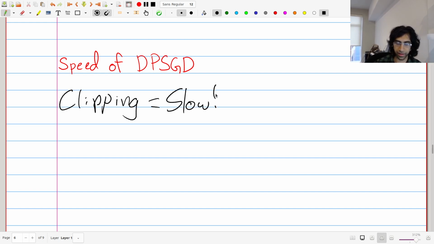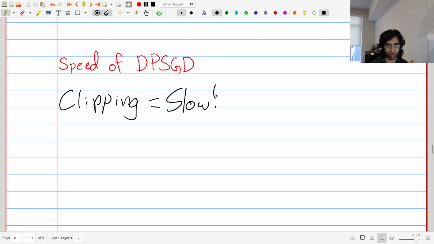Now, there's some ways of getting around this. What are some ways of getting around this? Well, one way is changing the algorithm slightly. What we would ideally do is clipping and then averaging the points. Instead, what one can do is average and then clip. The drawback is that you would have to add a significantly larger amount of noise in order to give the same privacy guarantee, so that doesn't work naively.